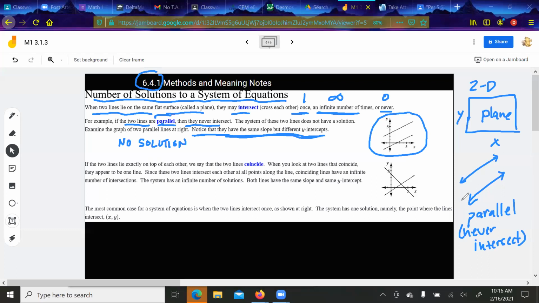They have the same slope. They're going in the same exact direction, and that's why they'll never intersect. You have to slightly turn one of them so that they'll run into each other, right?